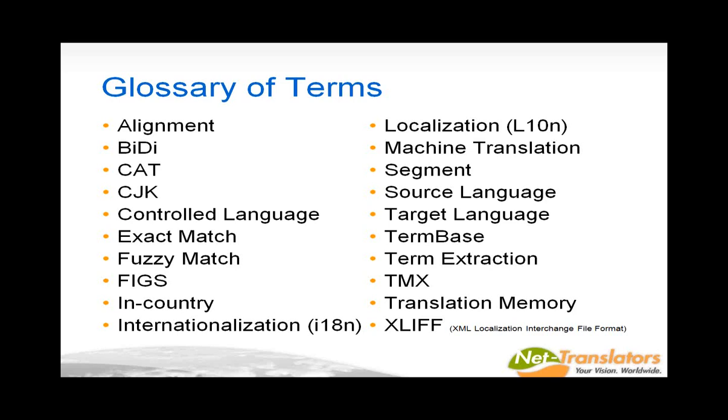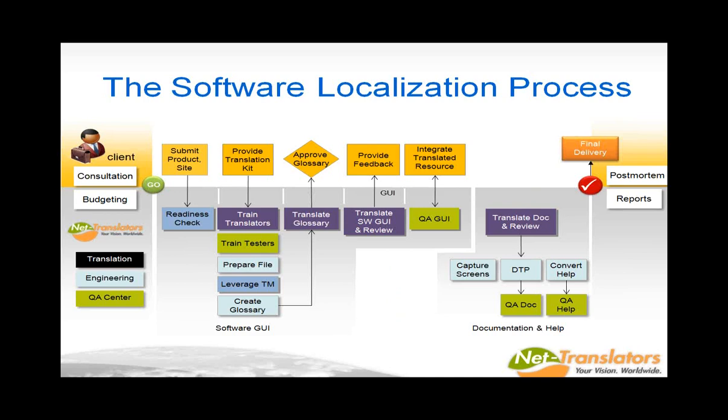In-country refers to any resource that is found in the target language country. XLIF, or XML Localization Interchange File Format, is an XML-based format created to standardize the way localizable data are passed between the tools during a localization process. In effect, it increases the interoperability of the localization tools. The remainder of the terms we will look at in more depth shortly. So, this is more or less what the software localization process looks like.